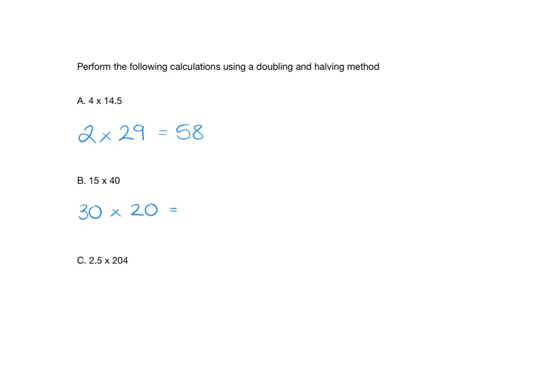Now, what we can do to multiply these numbers is we can multiply the 3 and the 2, which gives us 6. And then we've got 2 zeros, so I'm going to add the 2 zeros, and that's going to give me 600.